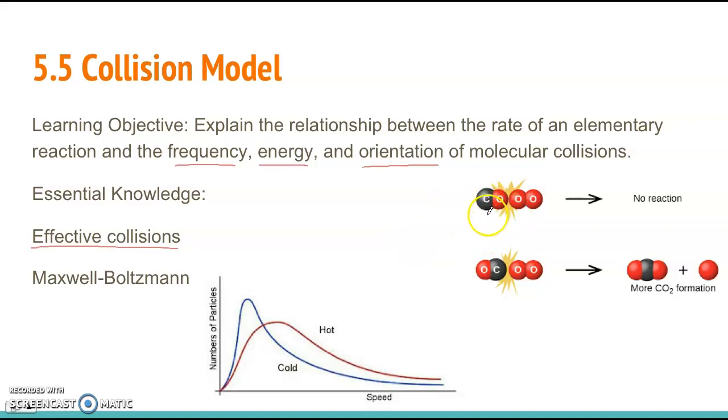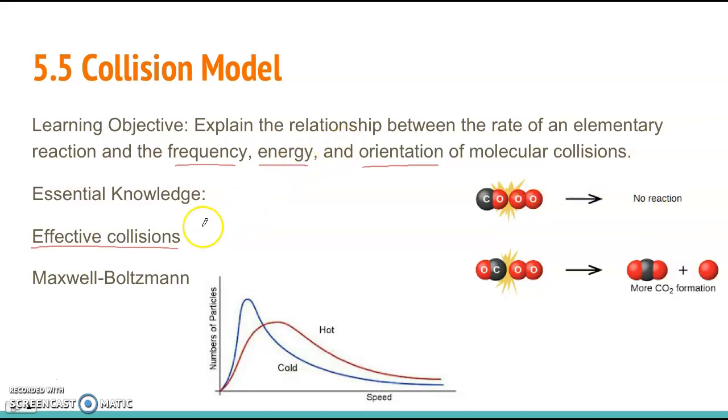Over here is an example of the correct orientation. This is carbon monoxide reacting with oxygen. For the reaction to occur, you have to have the carbon part of the carbon monoxide hitting the oxygen molecule, and that results in an effective collision if they collide with enough energy. If you have the oxygen end of carbon monoxide hitting the oxygen molecule, then no reaction occurs.